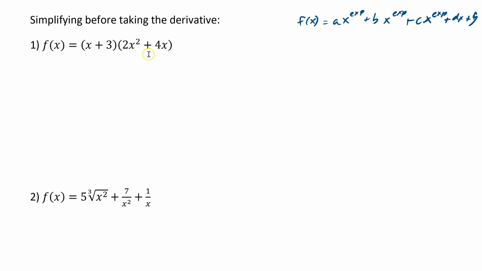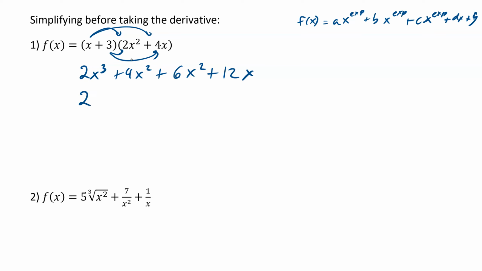This is multiply. So if you see a multiplication, what you want to do is distribute it. So we're going to multiply this out. So we get 2x cubed plus 4x squared plus 6x squared plus 12x. So you always want to multiply it out. 2x cubed plus 10x squared plus 12x. Now we have it in our nice general power form, so we can take our derivative.